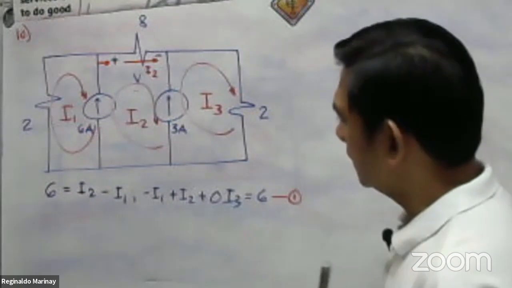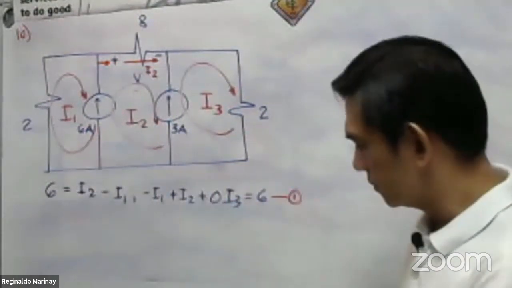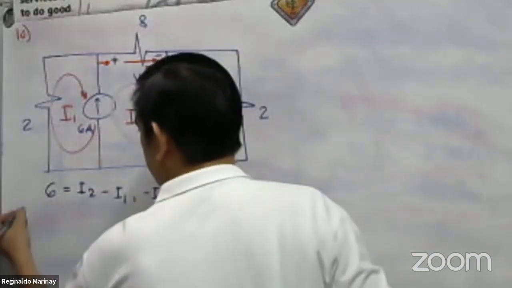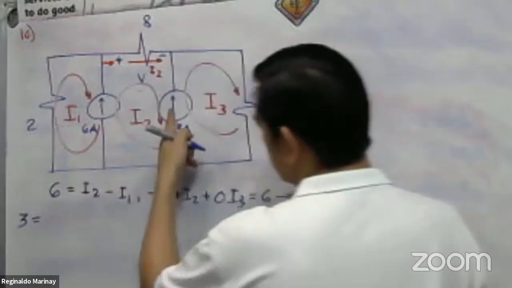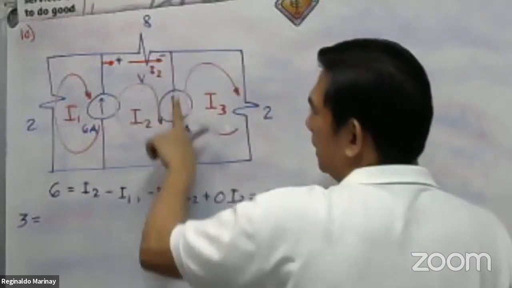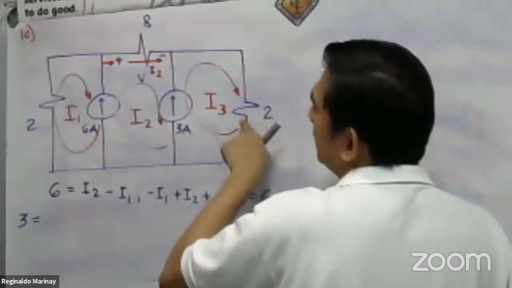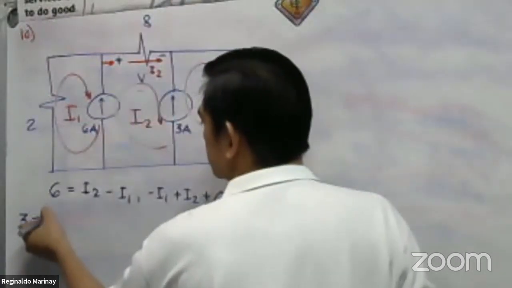Okay? What about the 3 amperes current source? What is that 3 equal to? Remember that 3 is going upward. I sub 3 is also upward. So, upward, upward, therefore positive I sub 3.